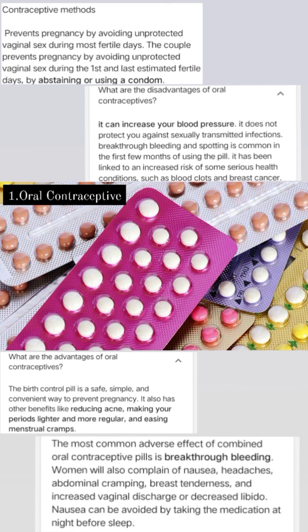The side effects of oral contraceptive. The most common adverse effect of combined oral contraceptive pills is breakthrough bleeding. Women will also complain of nausea, headaches and abdominal cramping, breast tenderness, and increased vaginal discharge or decreased libido. Nausea can be avoided by taking the medication at night before sleep.